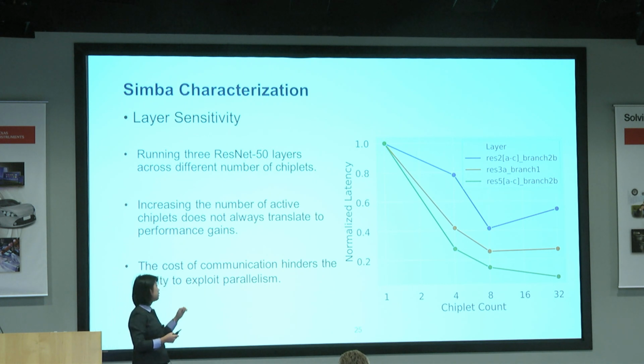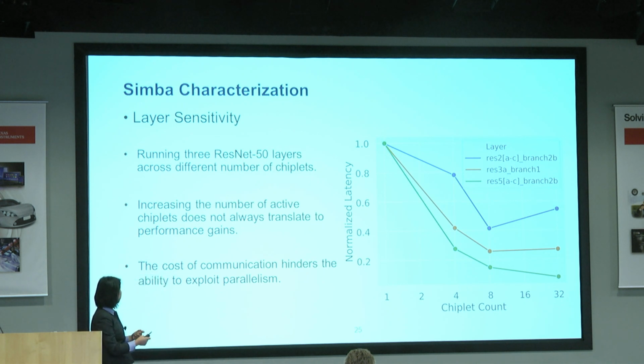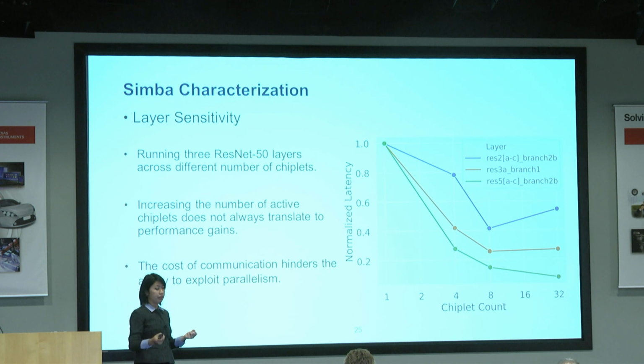What we also noticed is that for some of the layers, like the one in the middle, the performance improvement basically plateaus. And for some layers, when you scale up to more chiplets, we actually observe a slowdown. What it means is that, as listed here, increasing the number of chiplets does not always translate to performance gains. The cost of communication starts to kick in when you need to think about how computation is mapped to a large number of tiles in your system.